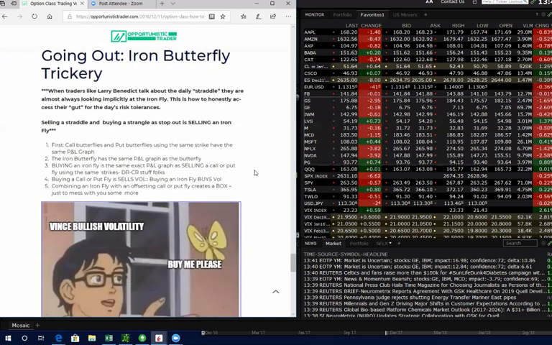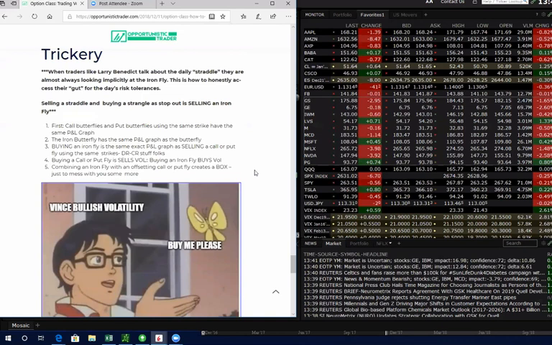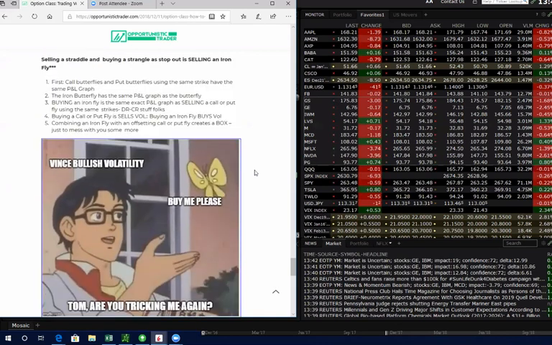This is what I want to get to and really cover, and then let Tom run with it from there. And I want to read this verbatim. When traders like Larry Benedict talk about the daily straddle, they're almost always looking implicitly at the iron fly. This is how to honestly access their gut for the day's risk tolerances. This is important: selling a straddle and buying a triangle as a stop out is selling an iron fly.